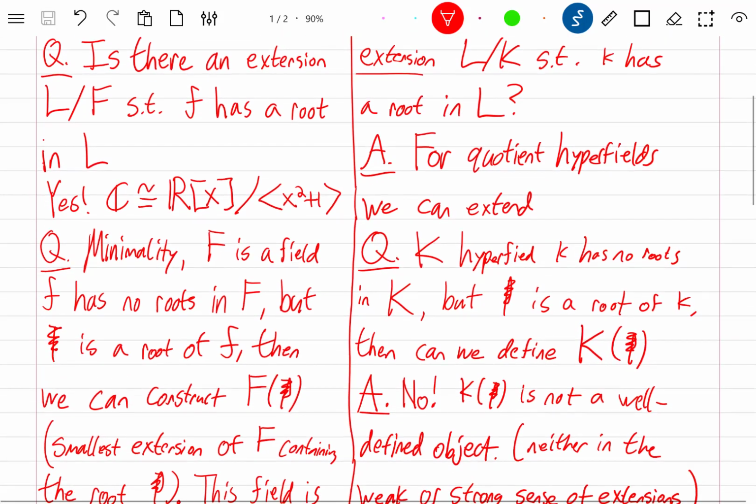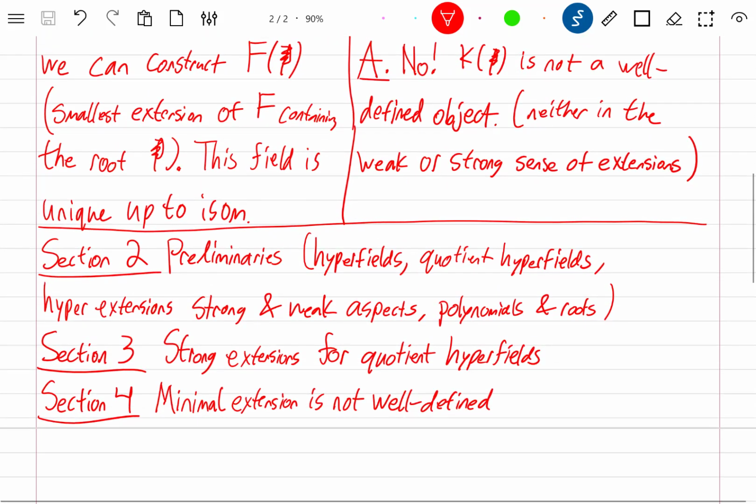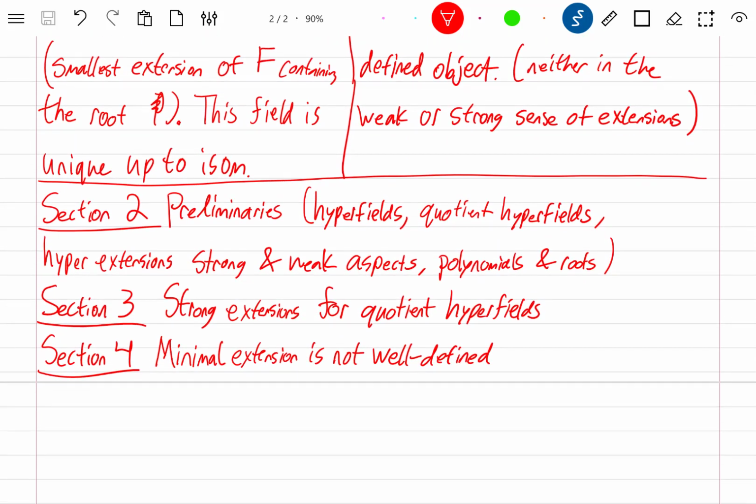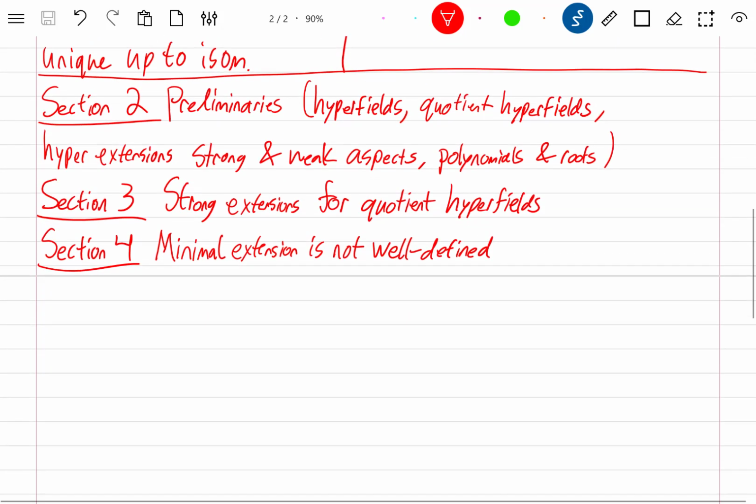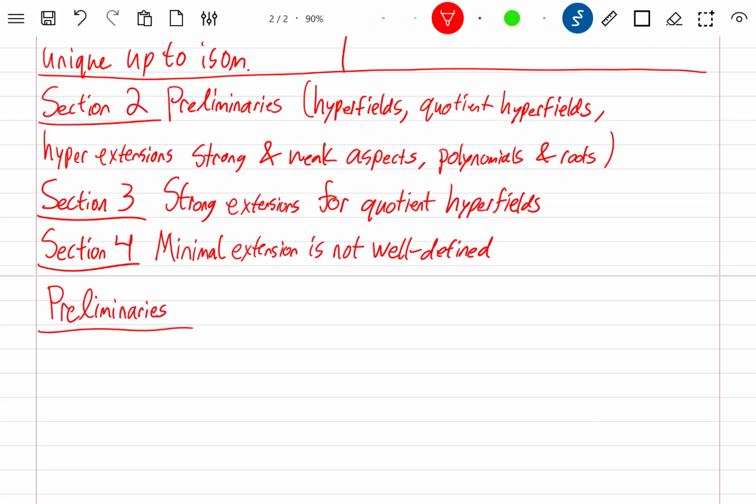This is Stephen Creech, and today we will be continuing on our discussion of hyperfields. We are doing section 2 today, so this is preliminaries. And so kind of the outline, we'll talk about hyperfields, quotient hyperfields, what it means to have a strong or weak extension of hyperfields, and then talk a little bit about polynomials over hyperfields and roots to hyperfields.